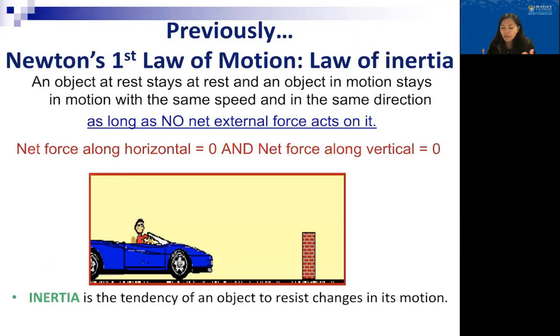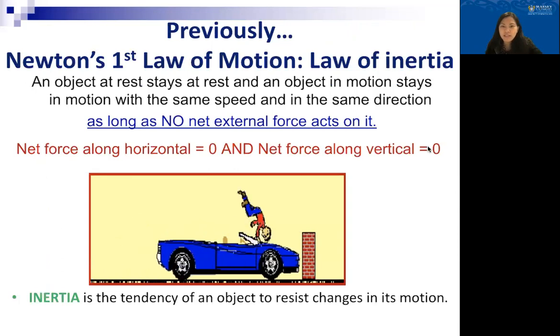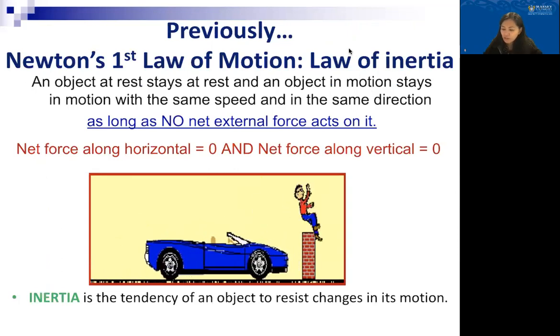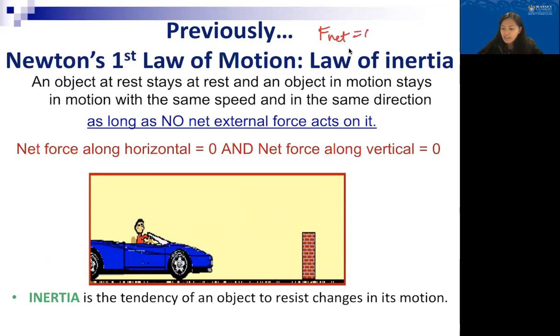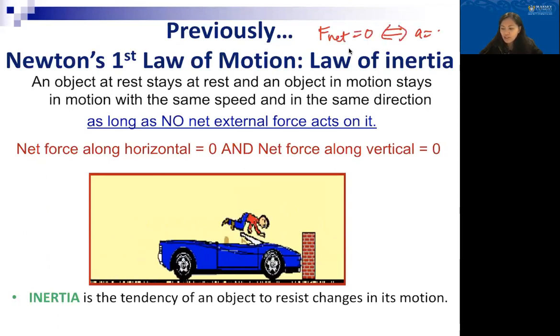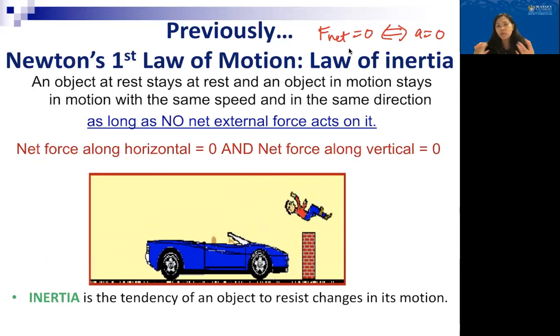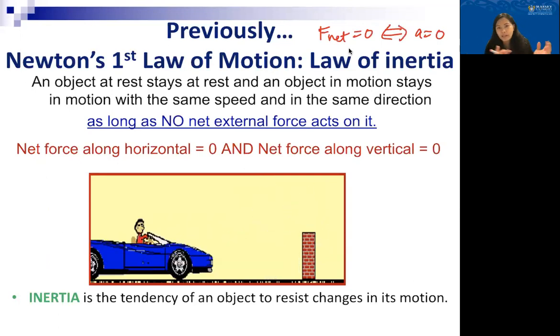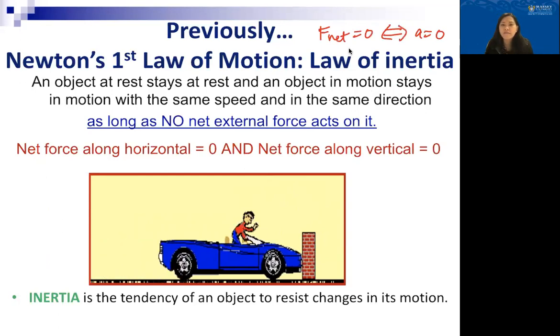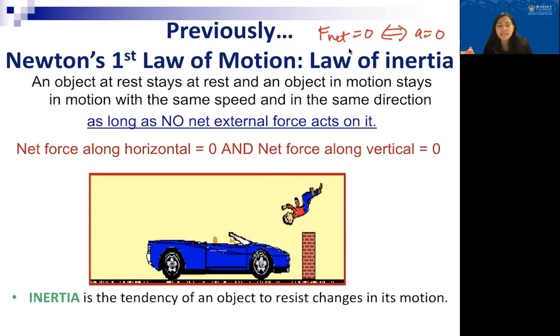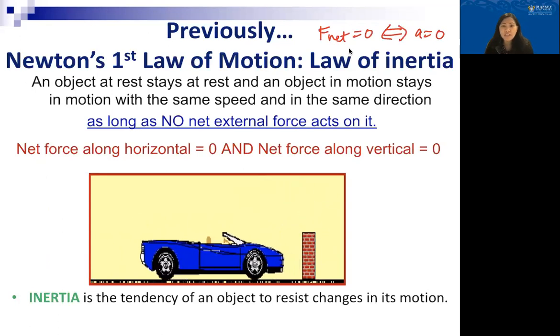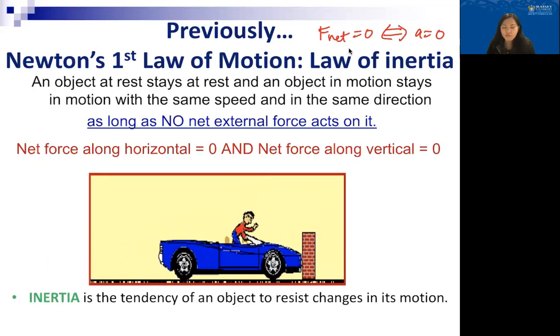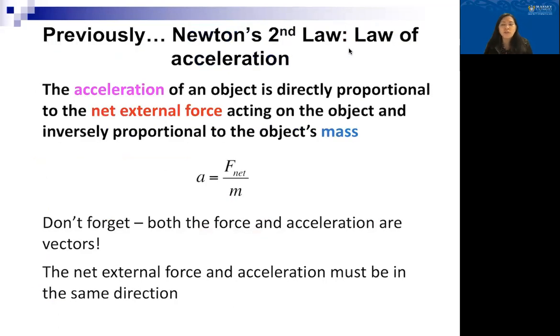We've already learned Newton's first law of motion. It says that if the net force is 0, the acceleration is 0. If the object is at rest, it will remain at rest. And if the object is already moving, it will move with constant velocity, meaning the same speed and in the same direction, so acceleration is 0. Last time we looked at Newton's second law of motion, which directly relates the net force to the amount of acceleration that a mass can have.